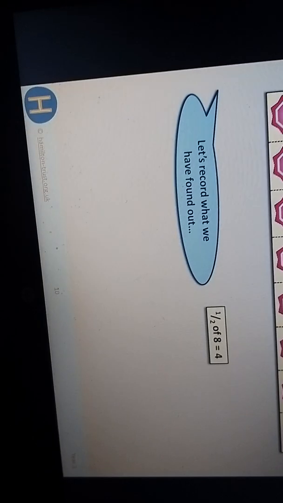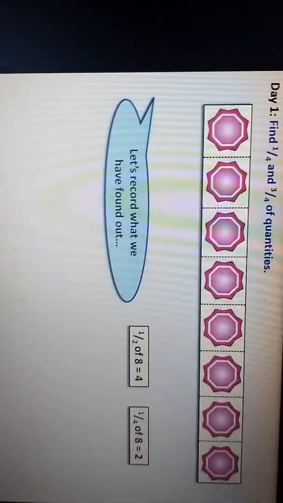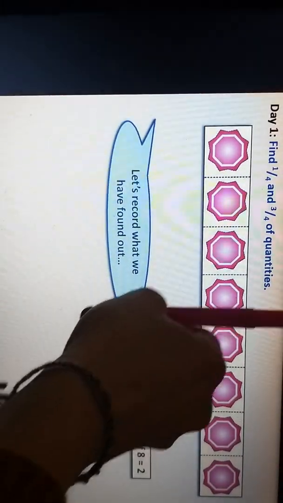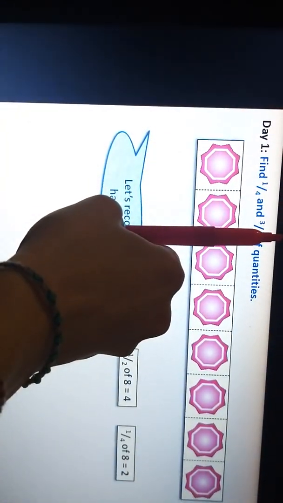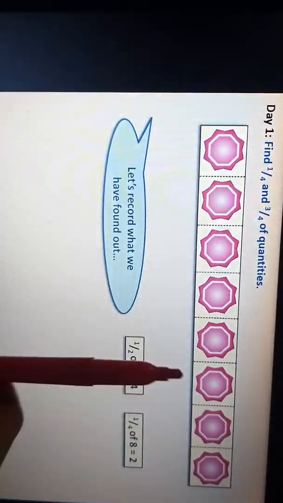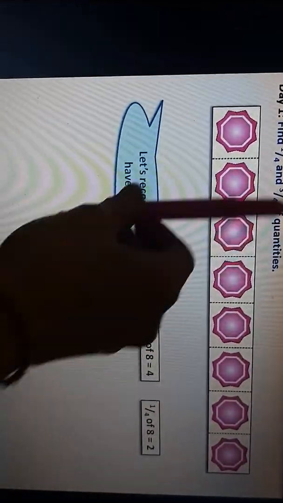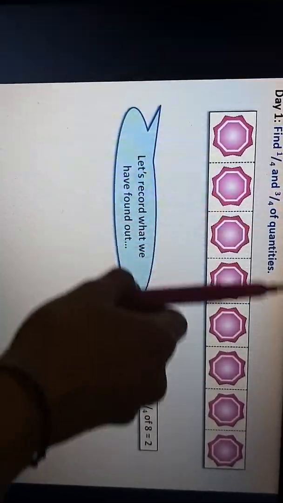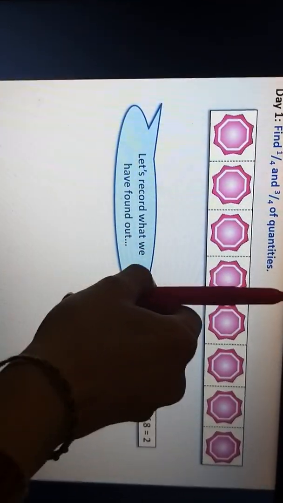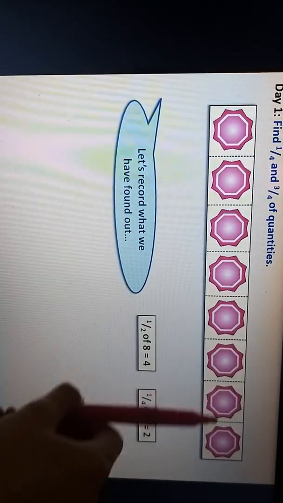So let's record what we have found out. A half of 8 equals 4, because it'd be down there, which would show 4. A quarter of 8 would be 2, because we'd half it, and then we'd half it again. So that'd leave us 2. Because a quarter is 4 parts, so that's 1 part there, 2 parts there, 3 parts, the whole.